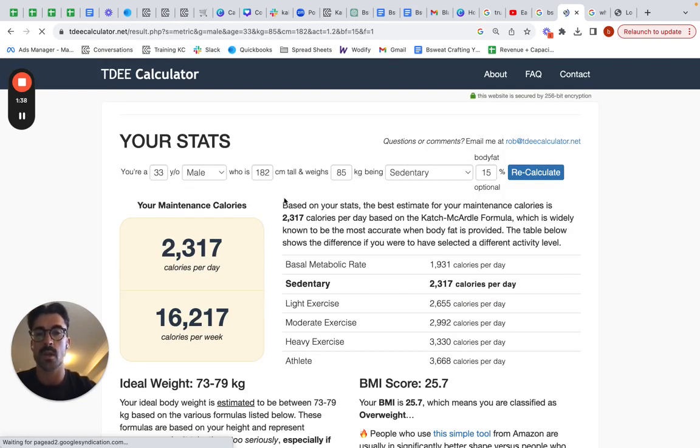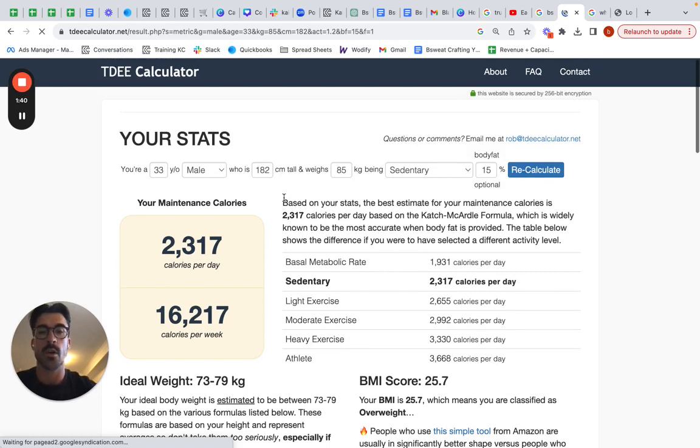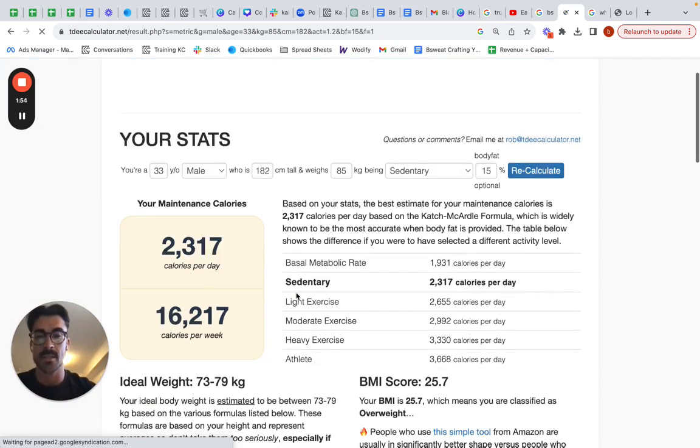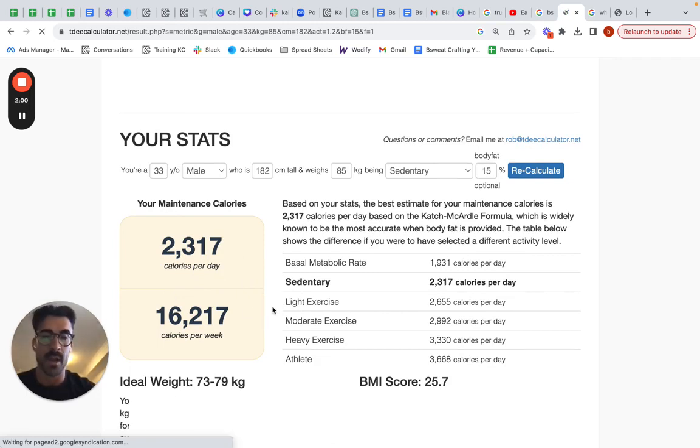All right, so what we've got here is going to pump out your maintenance calories. This is how many calories you need per day, doing what you're already doing, to stay exactly the same. Or it's an accumulation over the whole week, having some low days, some high days. As long as that number stays the same, you're going to stay the same. If you eat below that, you'll lose weight. If you eat above that, you gain weight.